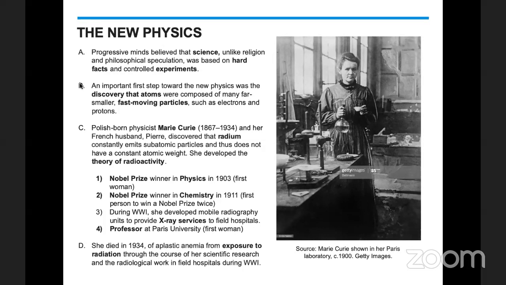And her French husband, Pierre, discovered that radium constantly emits subatomic particles. This does not have a constant atomic weight. And she is going to develop the theory of radioactivity. And so you see the image of her on the right in her laboratory in Paris. She will win the Nobel Prize in Physics in 1903, first woman to win a Nobel Prize. She will win the Nobel Prize in Chemistry in 1911, first person to ever win a Nobel Prize twice.